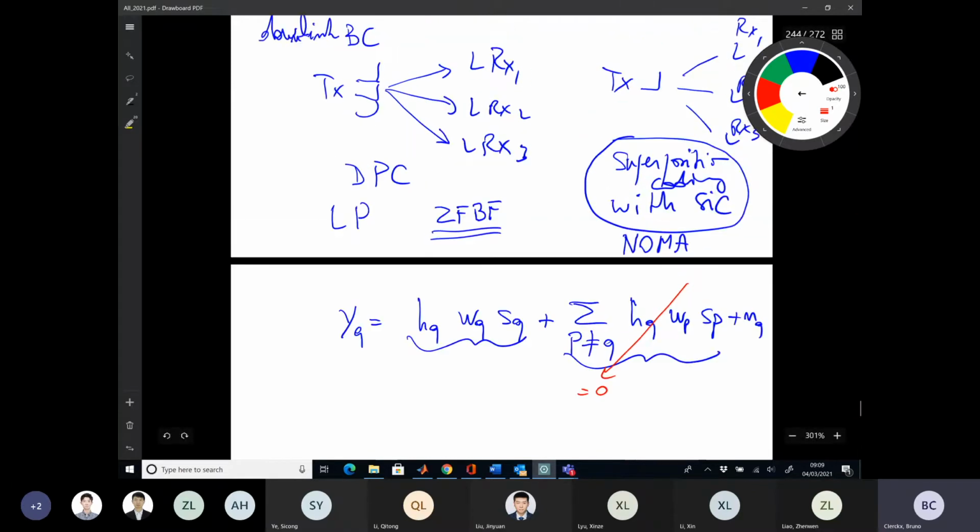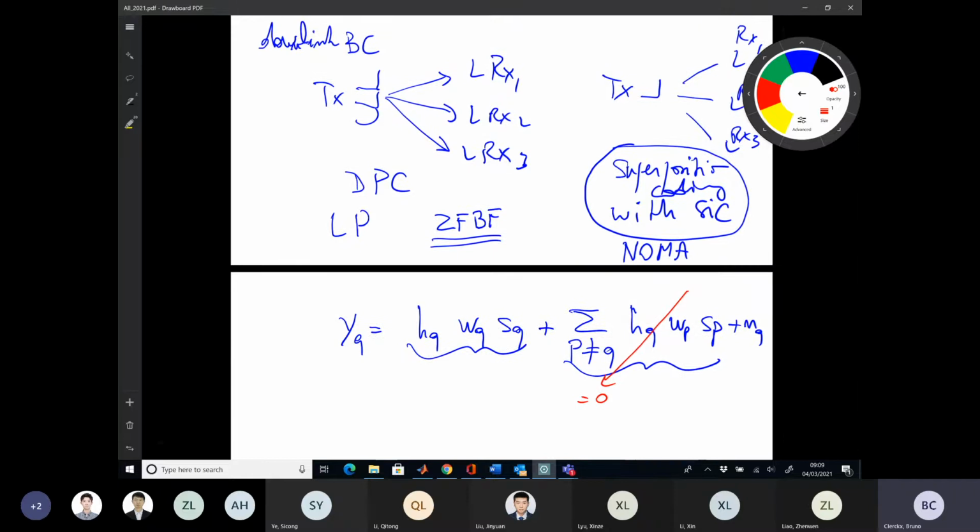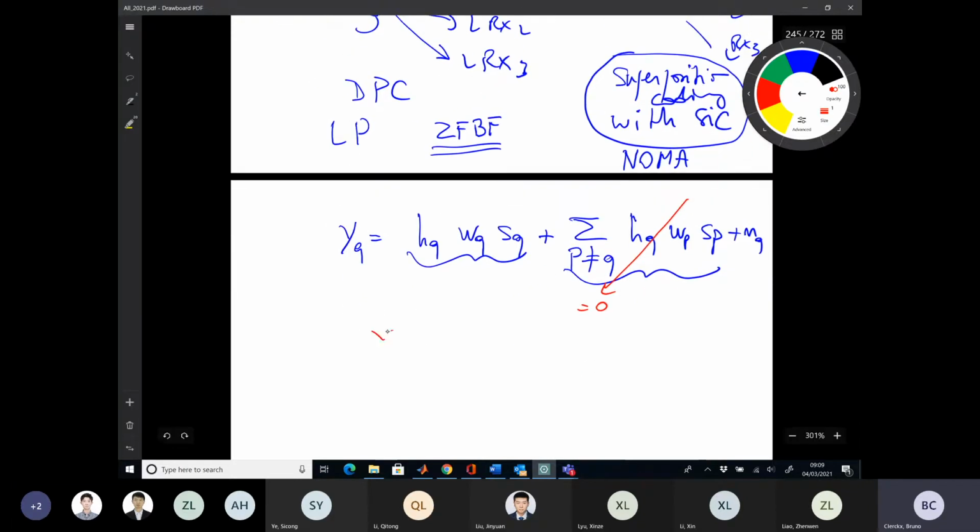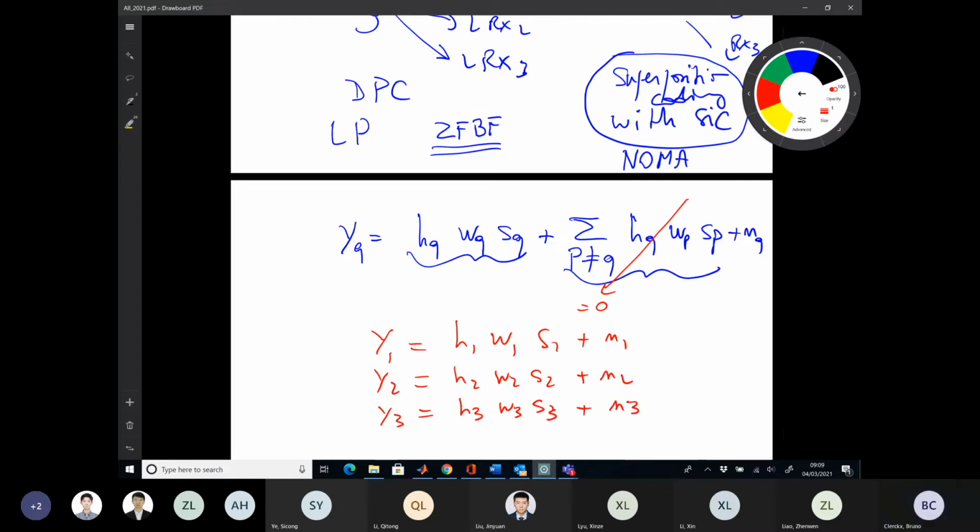So if we have perfect zero forcing in this scenario, I'm going to have Y1 is H1 W1 S1 plus N1. Y2 is H2 W2 S2 plus N2, and Y3 is H3 W3 S3 plus N3. That's what we end up with if you have perfect zero forcing beamforming. So you're really able to satisfy this. Otherwise, you're going to have this interference term that will appear at each of those relationships.